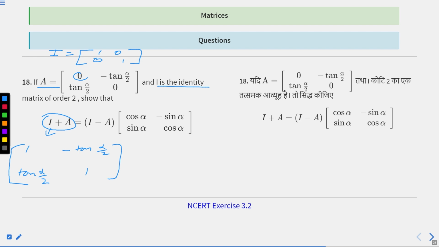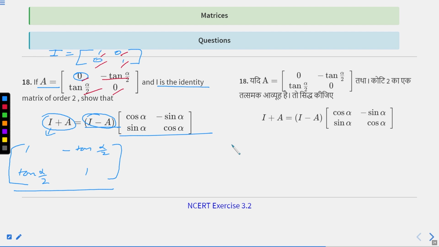Why? In addition of two matrices, we add corresponding entries. So 0 will be added to this, this term will be added to this, this will be added to this, and this will be added to this. So we have to prove that the product of this matrix and this will be equal to this left hand side. Simple. So first of all, let us find this I minus A.